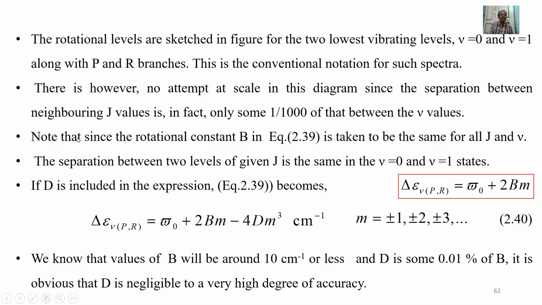Note that the rotational constant B in equation 2.39 is taken to be the same for all J and nu. The separation between two levels of given J is the same in nu equals 0 and nu equals 1 states. In equation 2.39 we have neglected D. Suppose D is included, the change in wave number expression becomes omega naught plus 2Bm minus 4Dm cubed, measured in centimeter power -1, where m equals ±1, ±2 and so on.